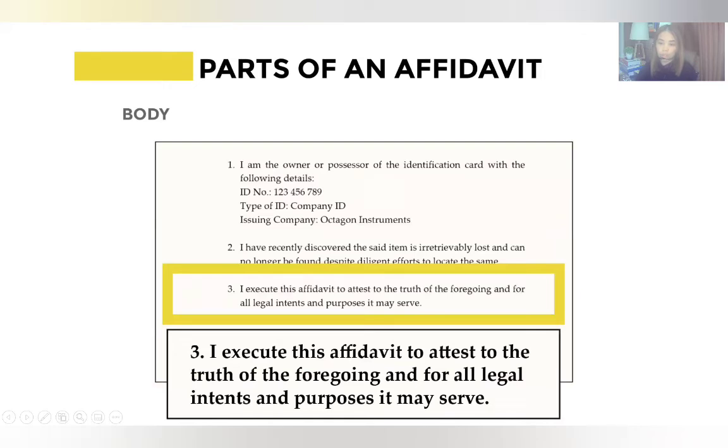Now, the body should include a conclusion generally stating that the statements made therein are true. The conclusion should also state the purpose for which the affidavit is being made. This is an example.